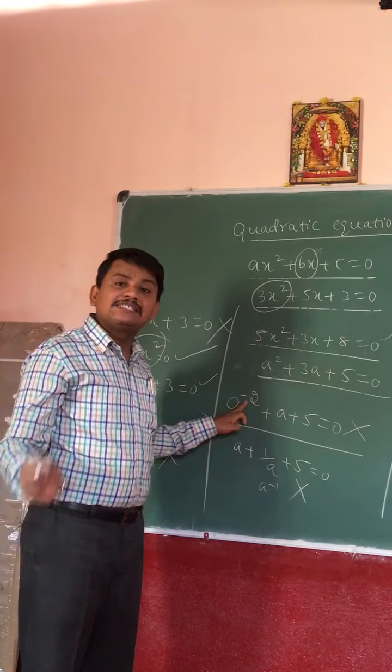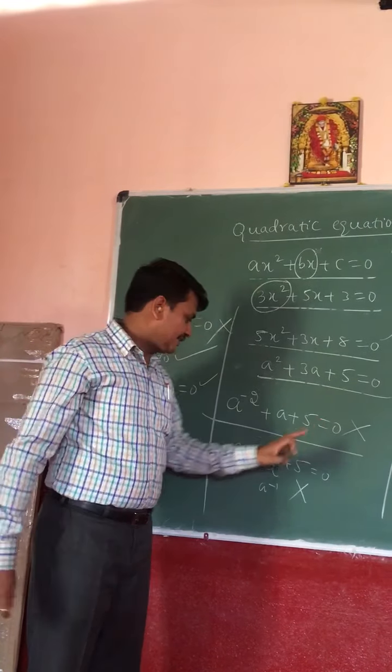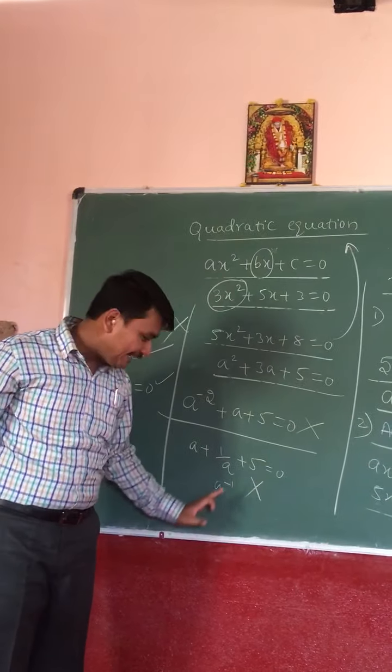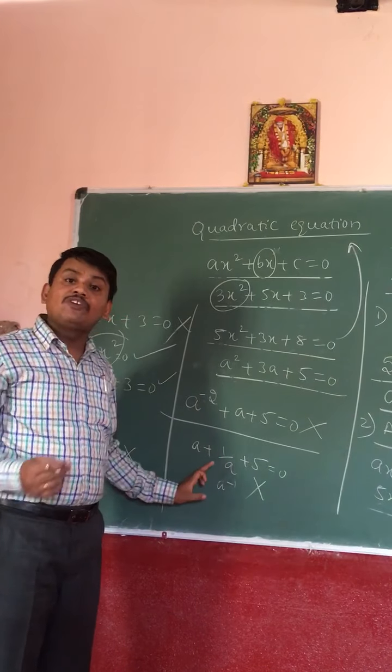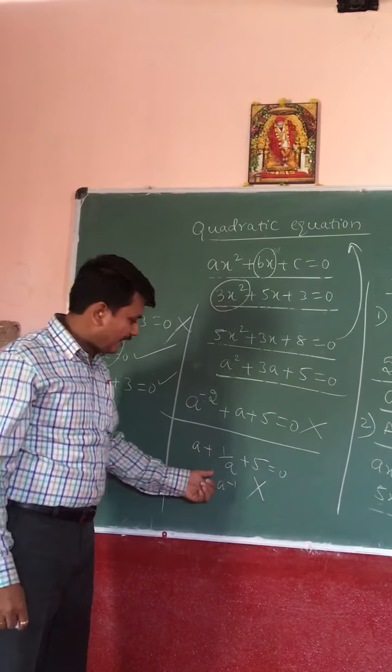So if the degree is negative, it is not a quadratic equation. If the variable is in the denominator, it is not a quadratic equation. We must convert by taking the LCM, that we will do later.